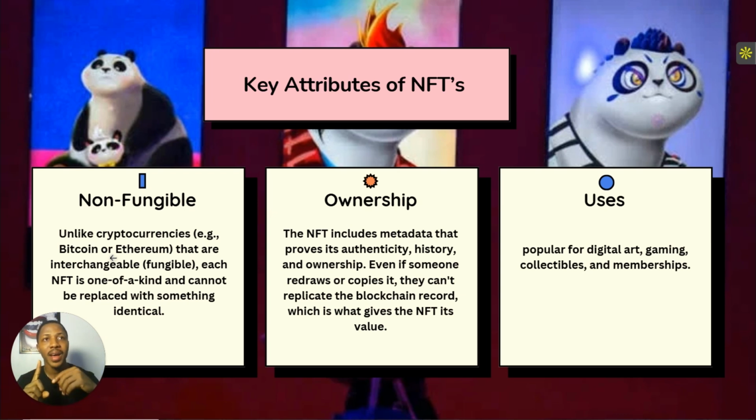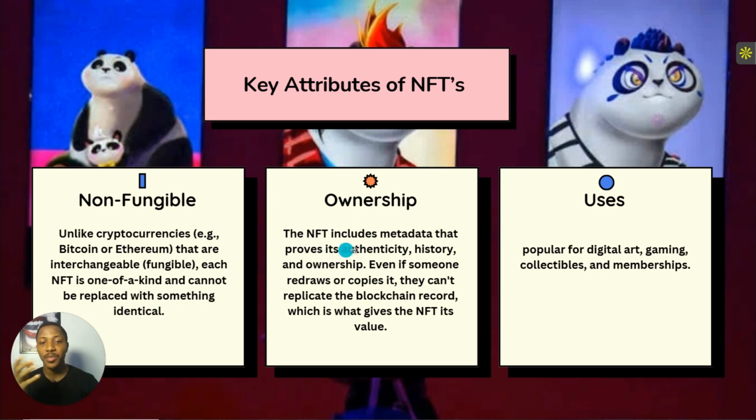You can't have something that is equal to it. No, it's not possible. That's why it's called a non-fungible token. Okay, it cannot be replaced with something identical. Unlike crypto, where one Bitcoin is equal to one Bitcoin, one Ethereum is equal to one Ethereum. In a non-fungible token, one cannot be equal to one. They have their distinctive features, even though they look alike.